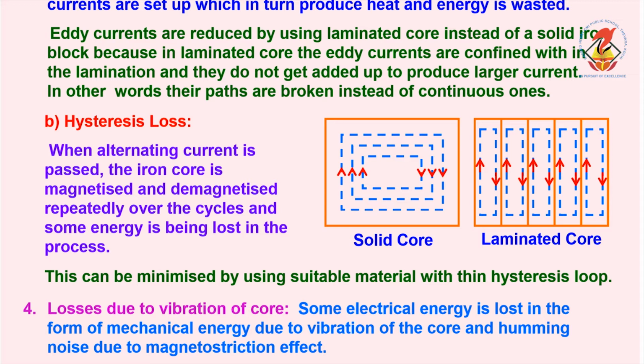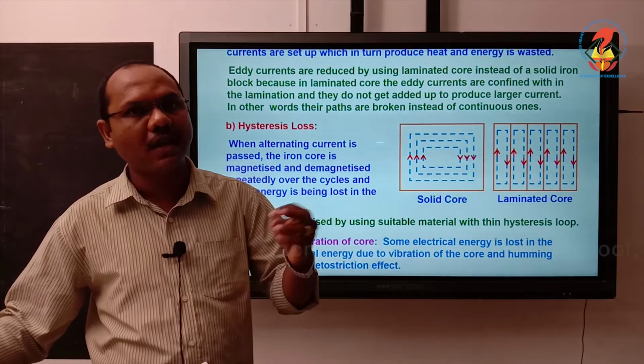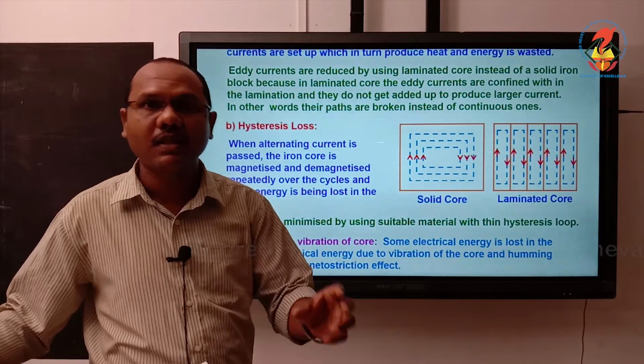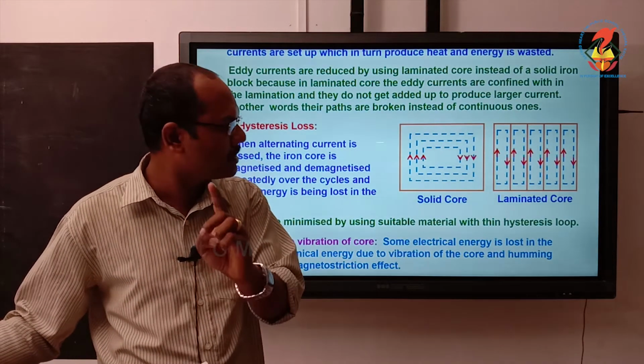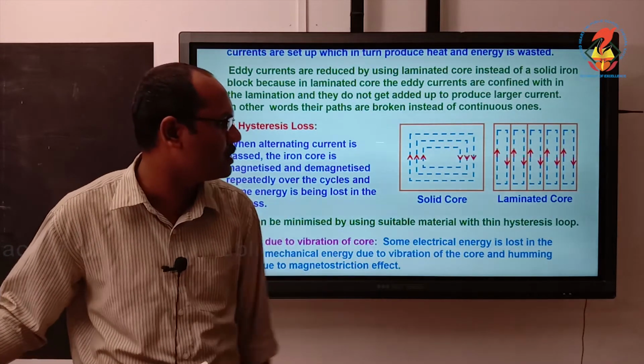This can be minimized by using a suitable material with a thin hysteresis loop. That is why we are not using aluminum or copper or anything else. We are using soft iron, because soft iron has minimum hysteresis loss.